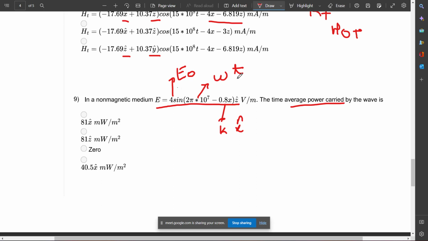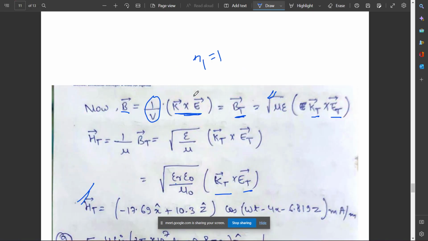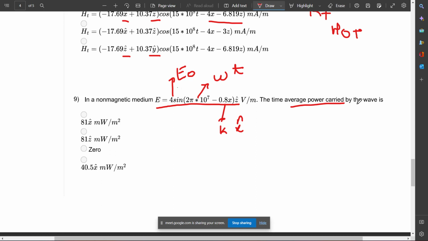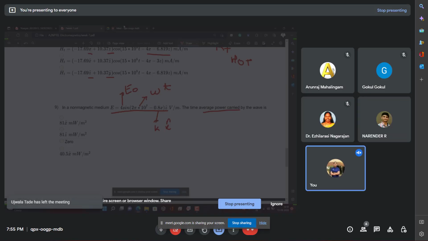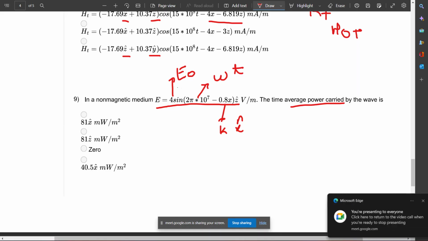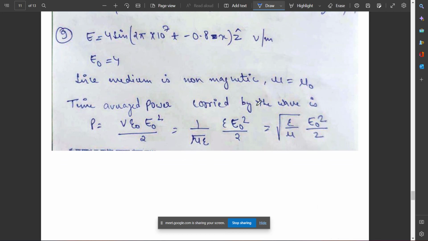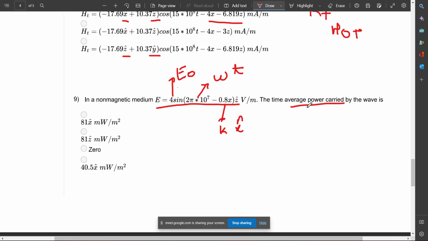Madam, the pointing vector, P is equal to E cross H. Yes, good. Average power is E naught H naught by 2. But H naught is not given to us, right? So how will you solve it without it? E naught is given. So H naught is equal to eta into E naught. The eta naught value is approximately 377. But here the medium is non-magnetic, given to us.